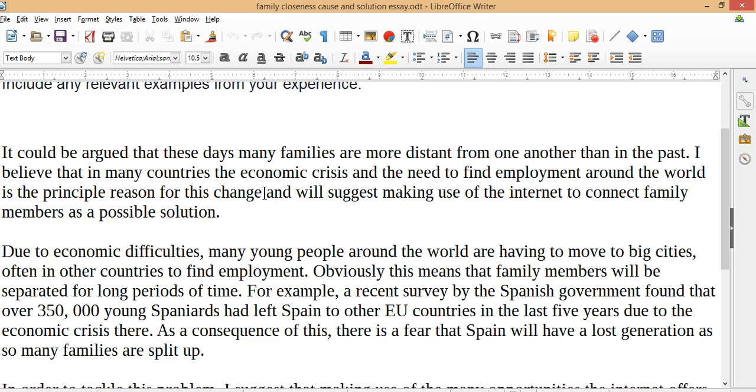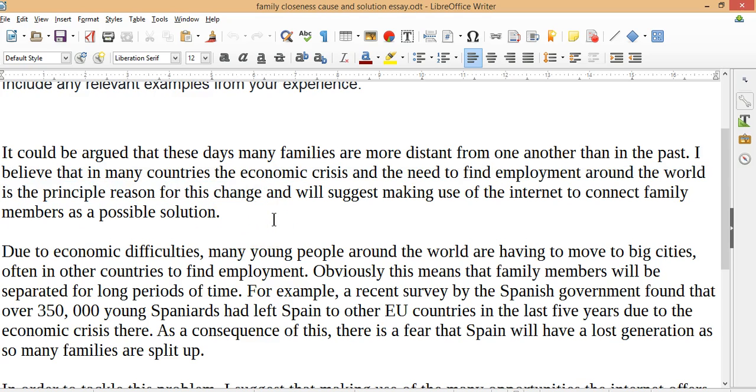Actually, I don't think that. But it's not about what your real opinion is. It's not about the actual answer. It's a test of English, not a test of how well you understand the geopolitical and economic situation in the world. It isn't asking that. So I restate the question. It's argued these days many families are distant. I believe that in many countries the economic crisis, in other words, people can't find a job in their country, is a principal reason. Now, you notice I don't say a lot about it here.